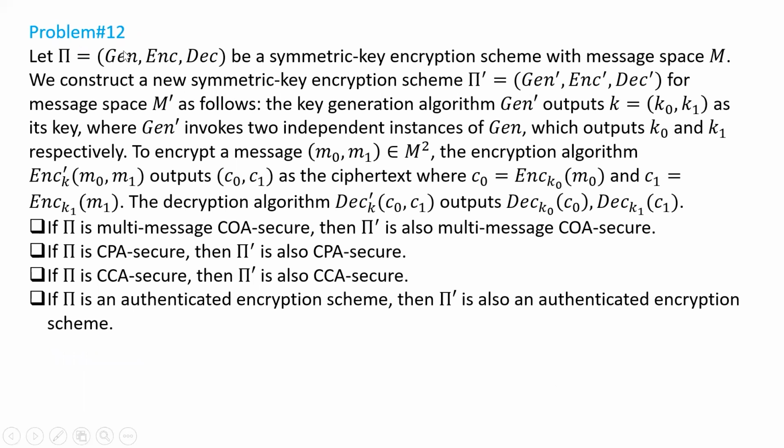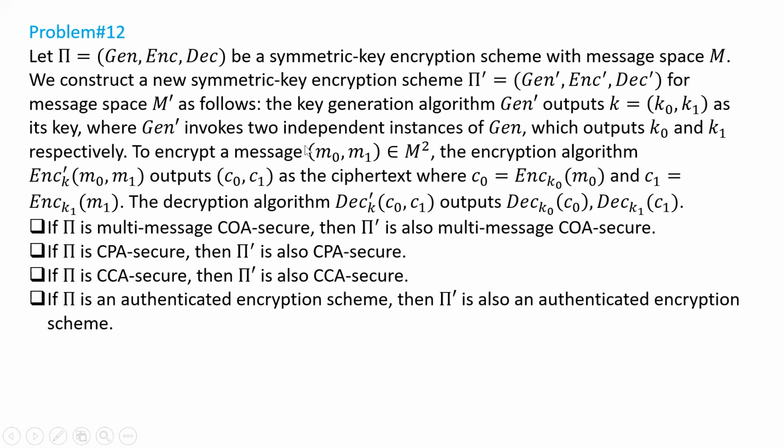Next problem. Let pi equal to (Gen, Enc, Dec) be a symmetric key encryption scheme with message space M. We construct a new symmetric key encryption scheme pi dash, (Gen dash, Enc dash, Dec dash), for a new message space M dash as follows. The key generation algorithm Gen dash outputs k equal to (k0, k1) as its key, where Gen dash involves two independent instances of Gen, which output k0 and k1 respectively. To encrypt a message (m0, m1) belonging to M square, so the message space M dash is nothing but M square, where M is the message space of the original encryption scheme.